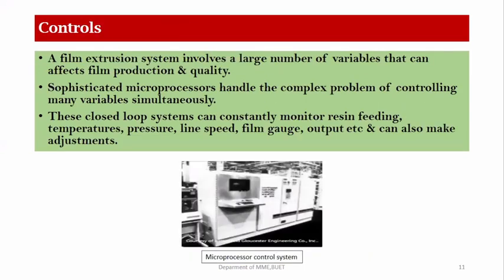The next part we will talk about is the control process. There are many variables that can affect our film production process and quality. All these variables are handled and controlled by sophisticated microprocessors. These microprocessors can control many variables simultaneously. So this closed loop system can constantly monitor variables like resin feeding, screw speed, line speed, temperature, pressures, film gauge, etc., and can also make adjustments accordingly. The next part will be discussed by Role 39.